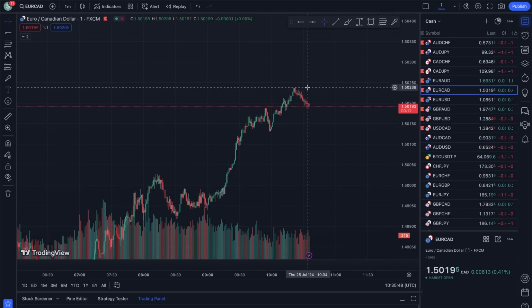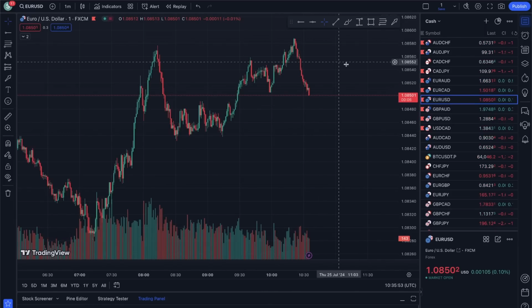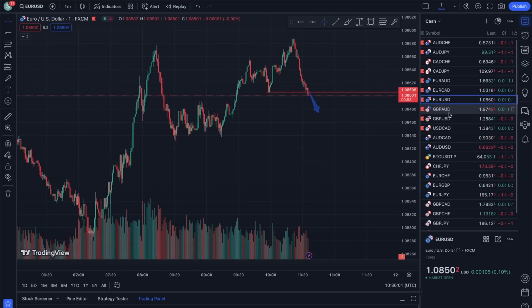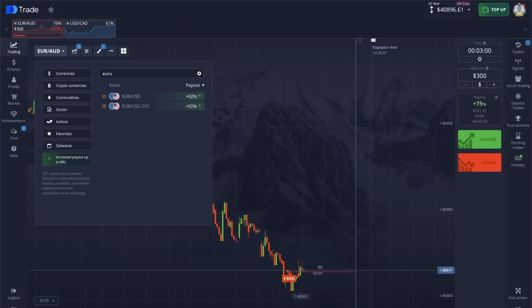The Euro-Canadian dollar looks the same, and all euros are similar and all euros are gradually falling. This is a good sign. It is a good indication that the price of the euro is dropping down. So we are definitely taking advantage of this and will continue to work with it.